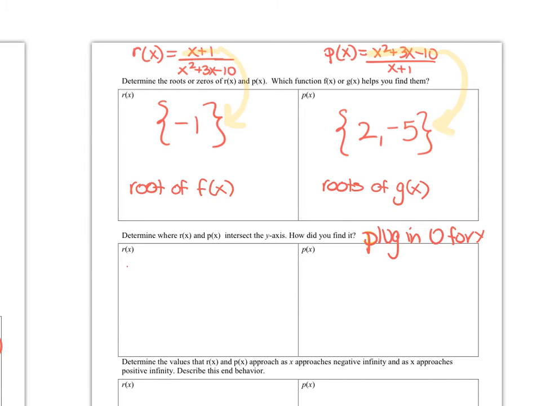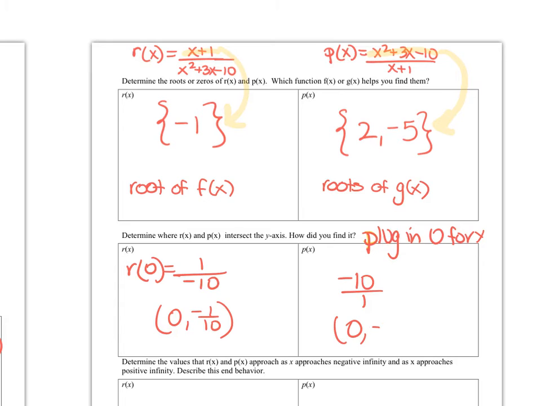So if we do that here, we get 1 over negative 10. So our y-intercept is (0, -1/10). And if we put that in here, we get negative 10 over 1. So its y-intercept is (0, -10). Okay? Again, that's something we've been doing for a while, so it shouldn't be too tough.